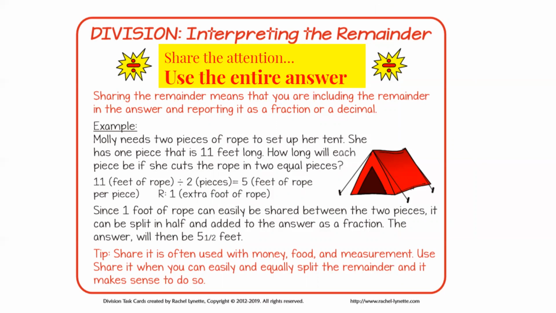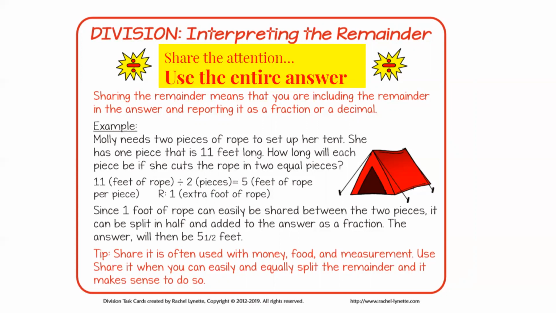Molly needs 2 pieces of rope to set up her tent. She has 1 piece that's 11 feet long. How long will each piece be if she cuts the rope in 2 equal pieces? So mathematically, I'm going to do 11 feet of rope split between 2 chunks. And my answer is 5 feet of rope with the remainder of 1 extra foot of rope. So that means each piece is 5 feet and then there's 1 extra.